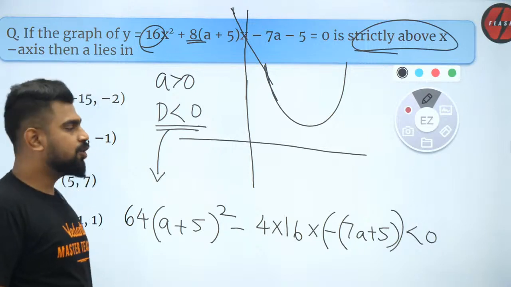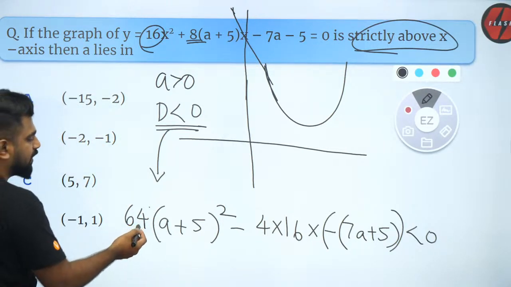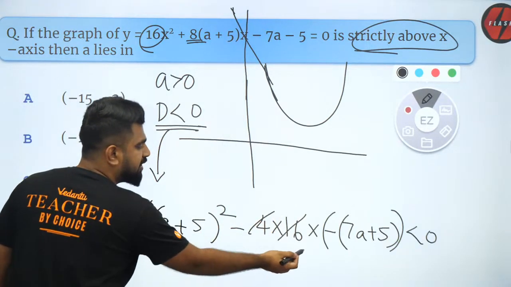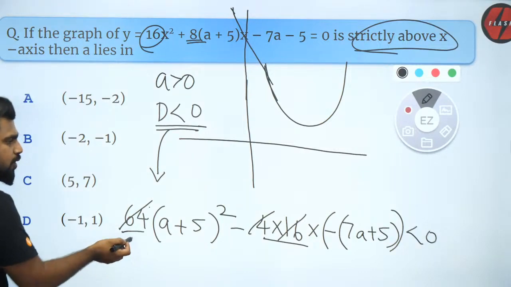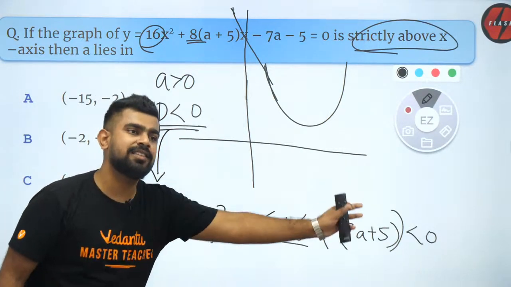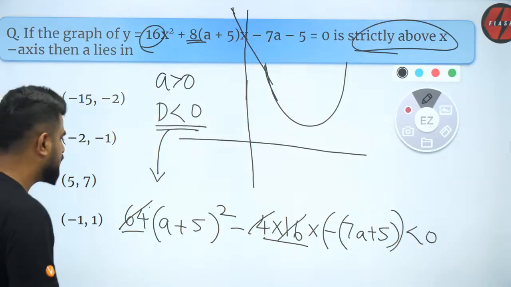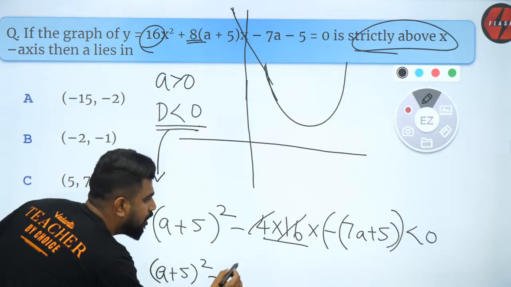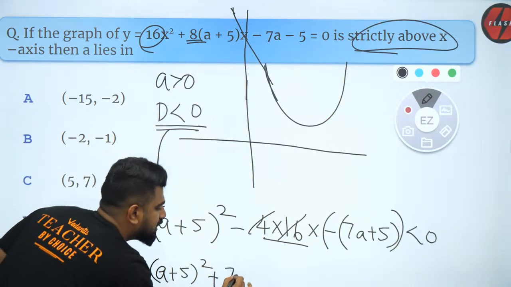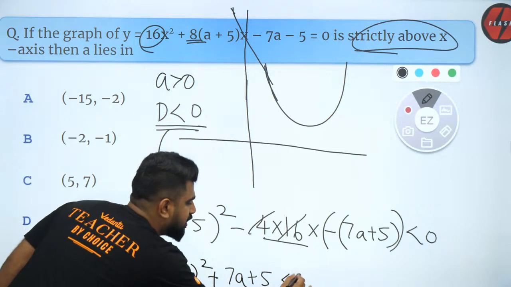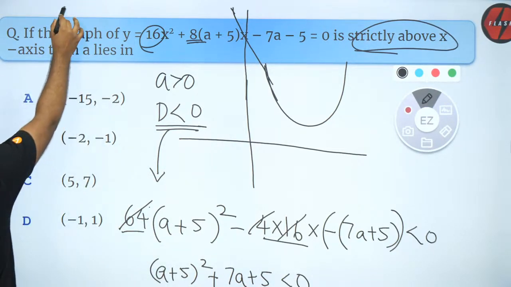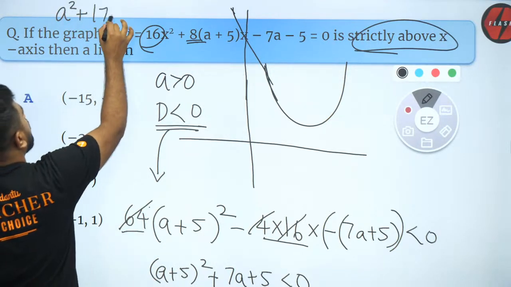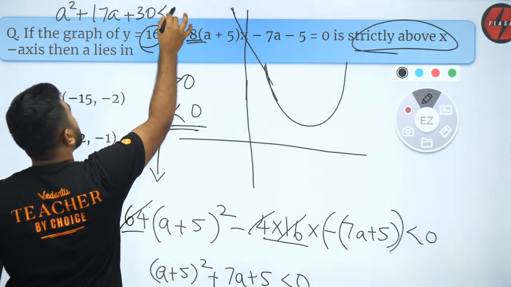Okay, great, good job. So now, first of all, I can take 64 common and cancel it off because 16 fours are 64. This is also 64. I can cancel it because right side is 0. Very good. So this will be what? (a plus 5) the whole square, minus into minus will become plus, 7a plus 5 is less than 0. So when I open it, what will I get? I will get a square plus 17a plus 30 is less than 0.